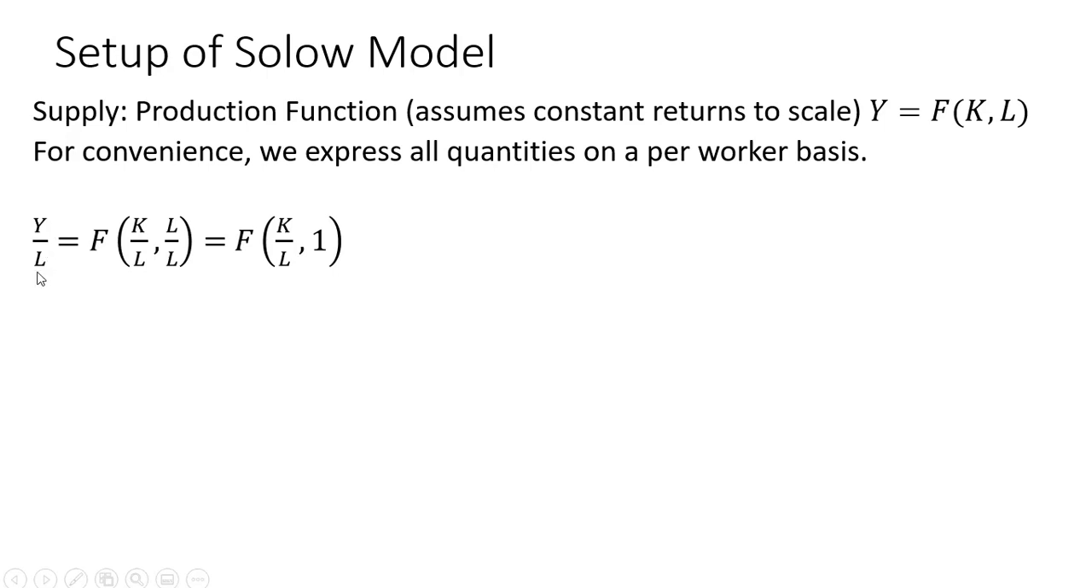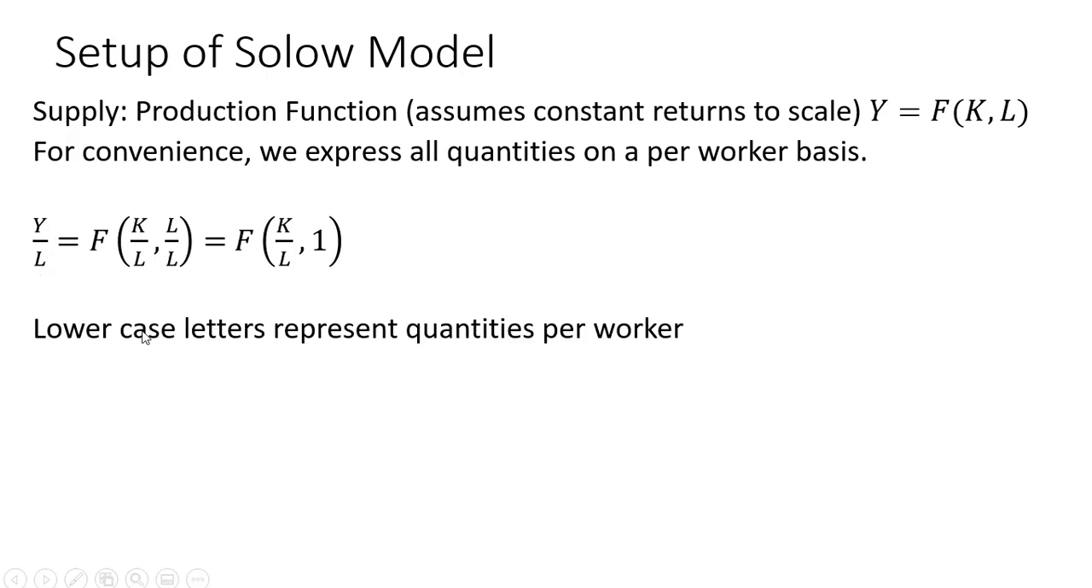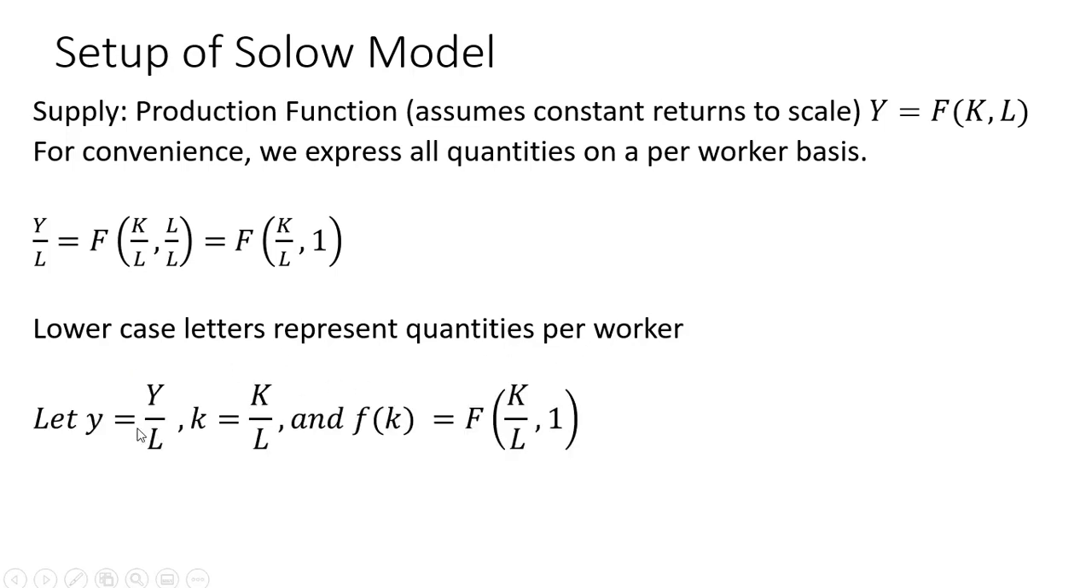So the left-hand side is just output per worker. We're going to use lowercase letters to represent quantities per worker. So we're going to let lowercase y equal output per worker, which is just output divided by the number of workers. Lowercase k will be the capital-labor ratio, or capital per worker, which is the capital stock divided by the number of workers. And the function here is just going to be a function of lowercase k now. So output per worker is a function of capital per worker.